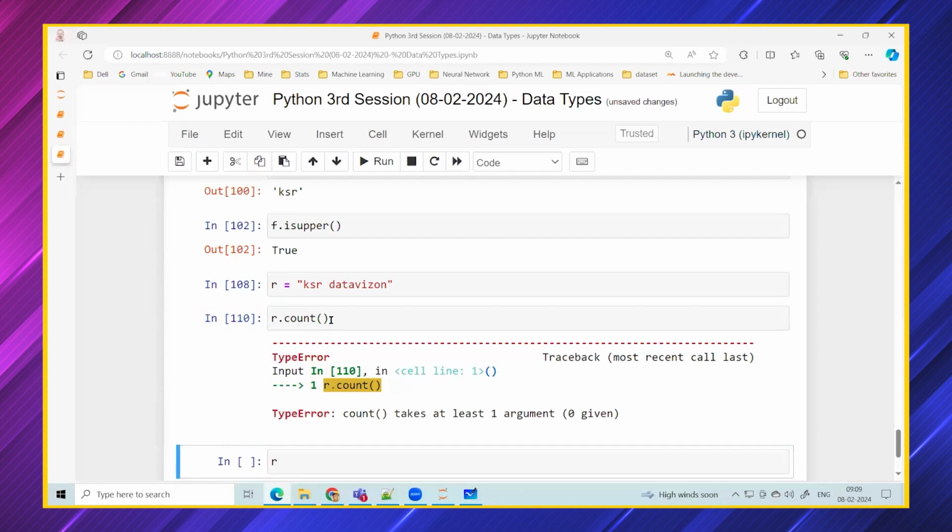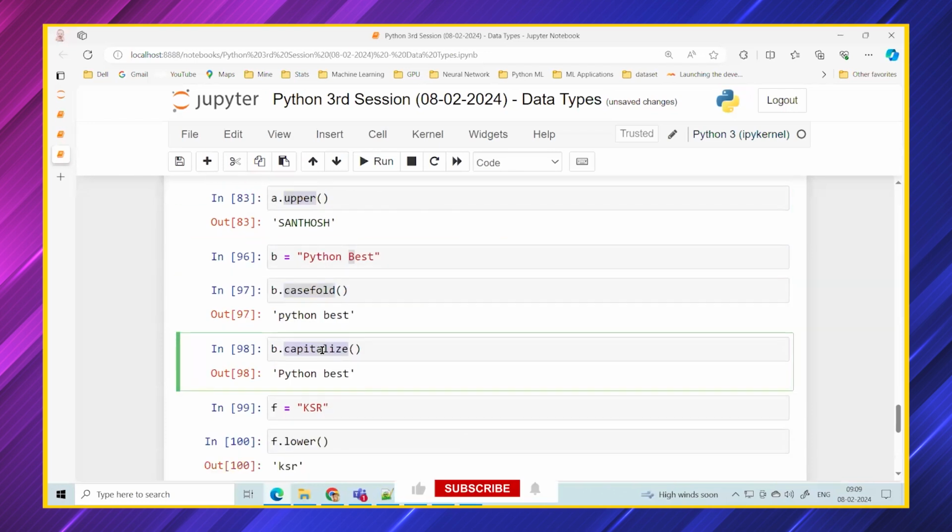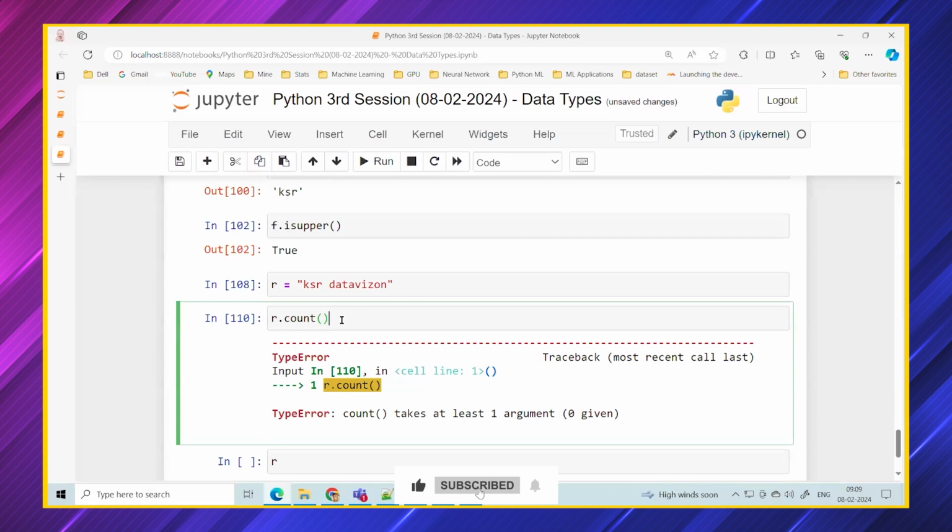Now it's failing. So capitalize was working, upper was working, casefold was working, everything was working. But when I write count, it's failing. Why is it failing? Because it is actually taking some argument. I didn't know this. Who will remember all this? There are millions of functions present in Python. We cannot remember, but we will see the error. The error says count takes at least one argument. That means from R, you're trying to count something. What is that something? Let me give count K.